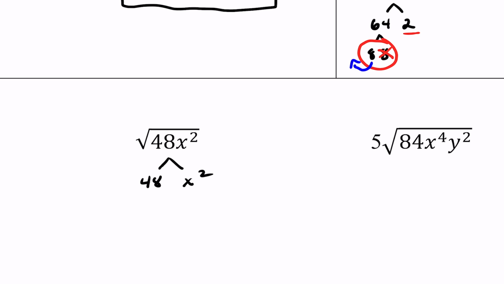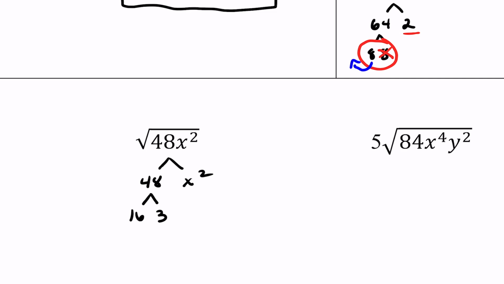Okay? So let's go ahead and figure this out. I'm going to break down the 48. I need to think of two numbers that multiply together to give me 48, where one of them is a perfect square. And I'm thinking 16 and 3. Okay? So 16 is a perfect square and 3 is not.